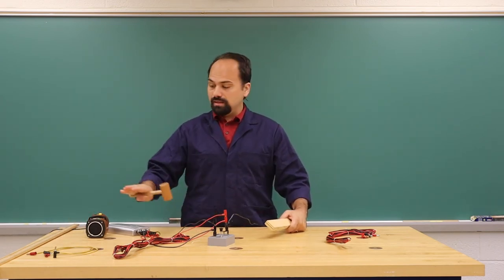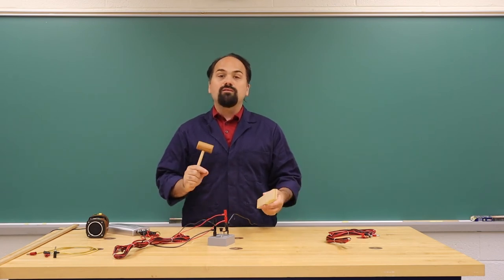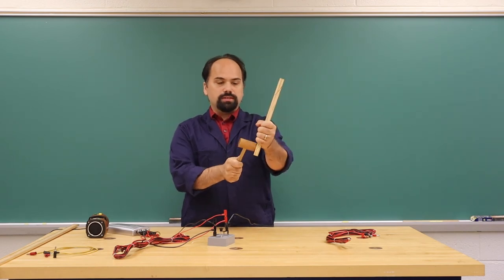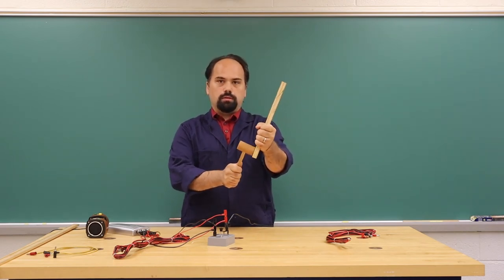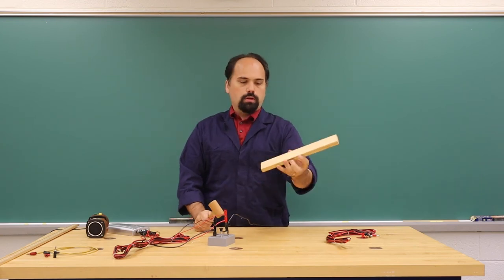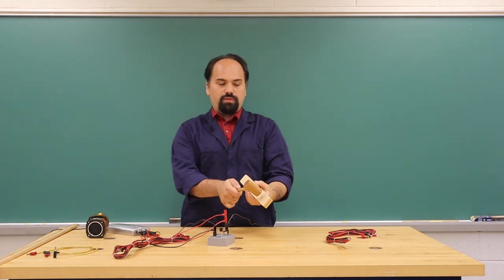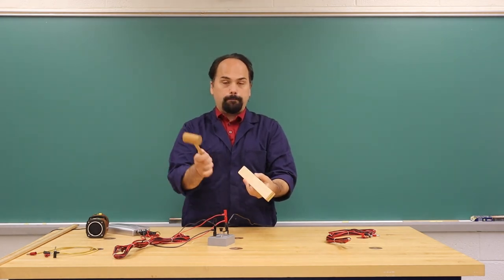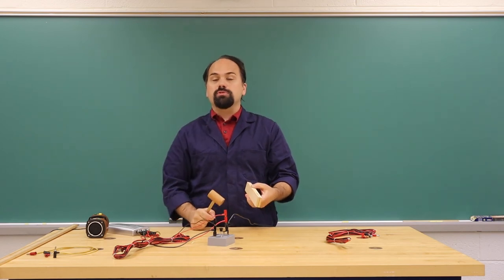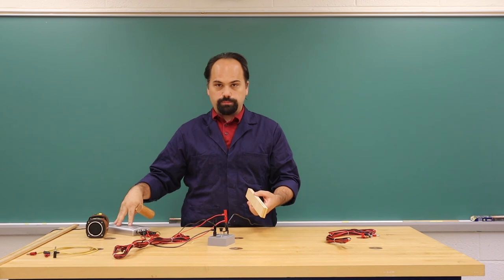To get a clean sound pulse, you're going to need a fairly loud, very sharp sound. So if we hear this, that's kind of a dull thud, that's not going to work. You really want to hold the stick really only by the edges and give a very sharp rasp. That sharp sound is what's going to produce the nice pulse that you'll be able to see in the oscilloscope.